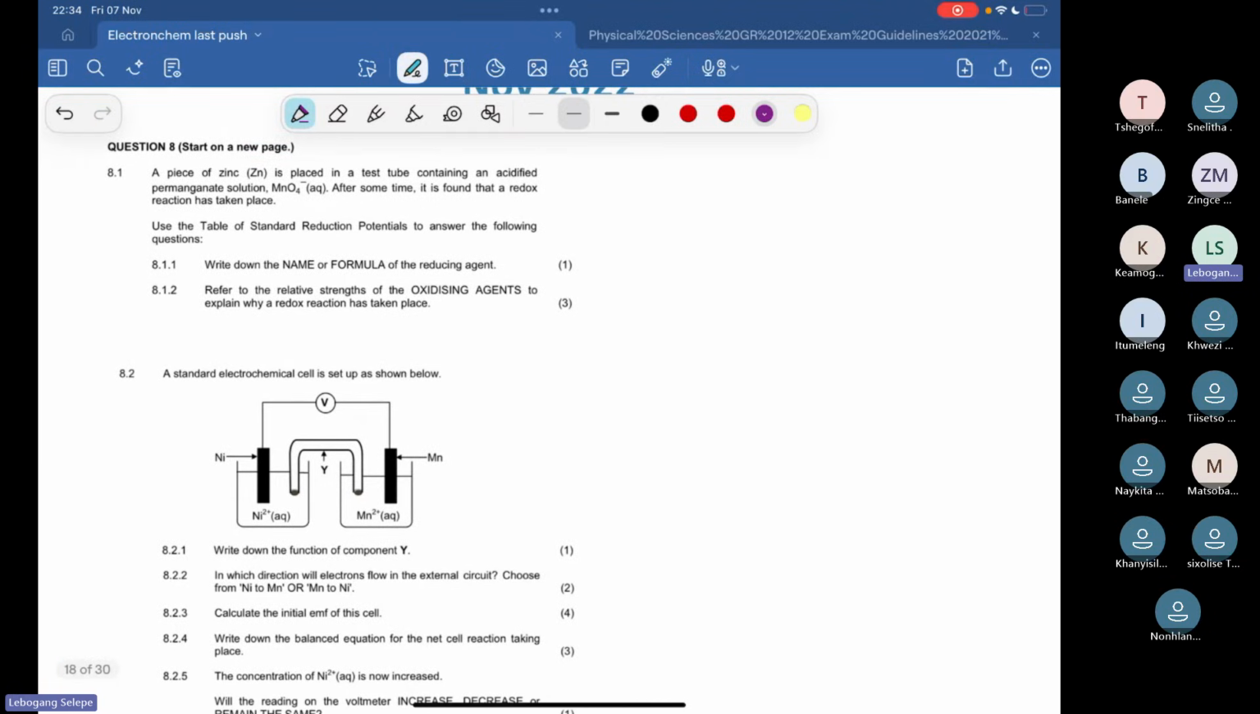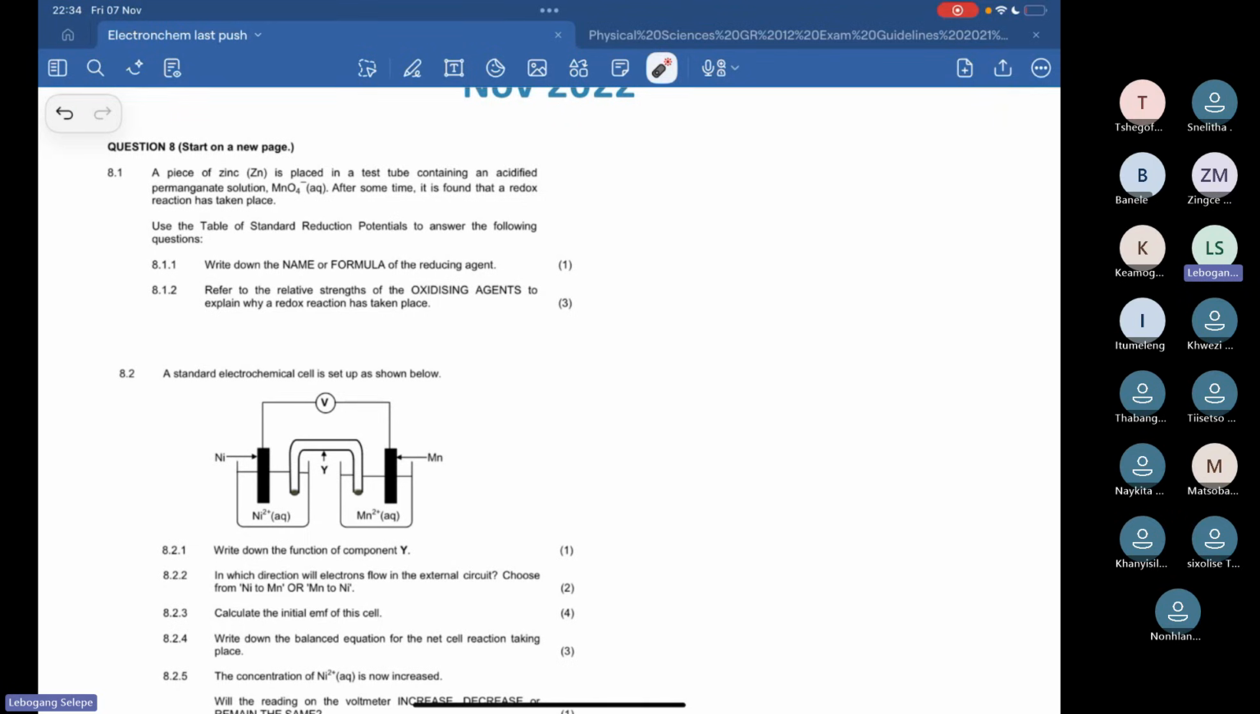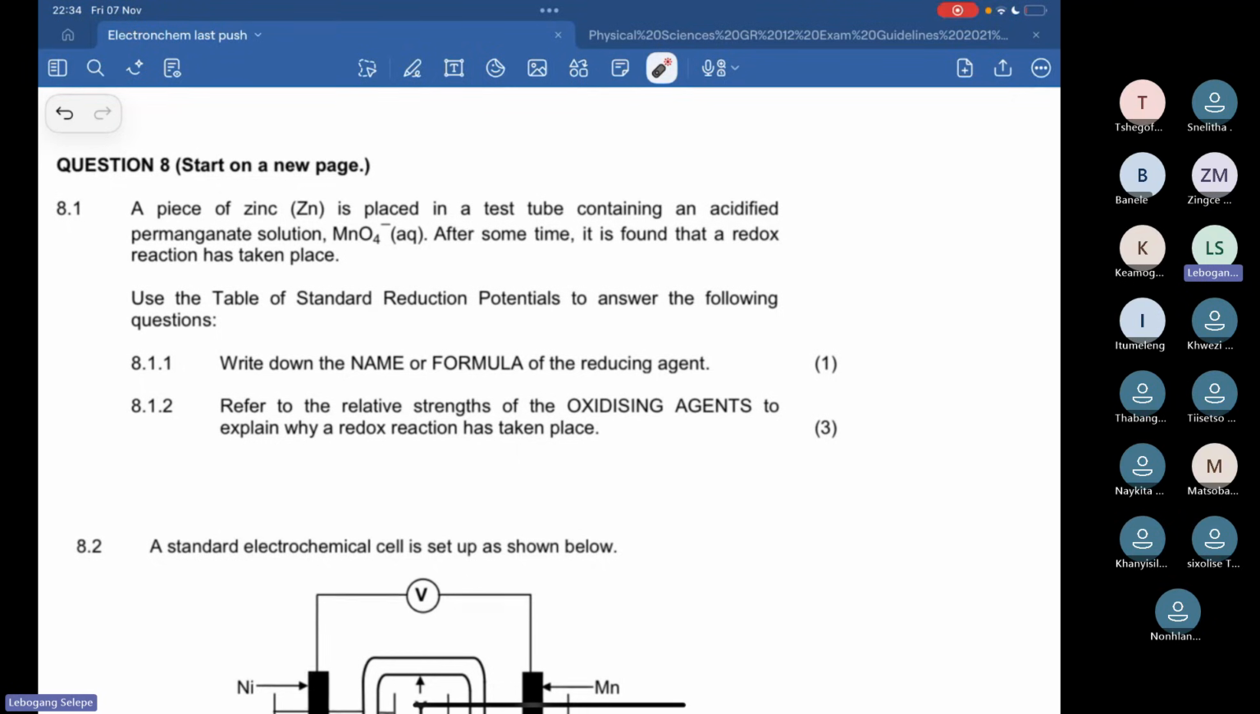Guys, it's always the same thing. It's always that a piece of metal is placed inside a container with some ions. They see that a redox reaction has taken place. Use the 4B table to explain the answer. I like how they brought this question. Look, they say that a piece of zinc is placed in a test tube containing acidified permanganate solution. But then this is a negative ion. How would it react with this?